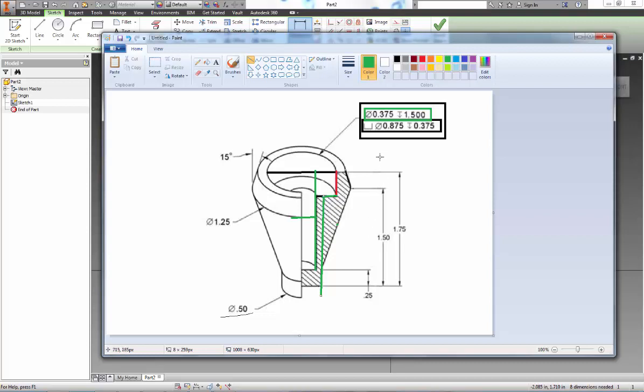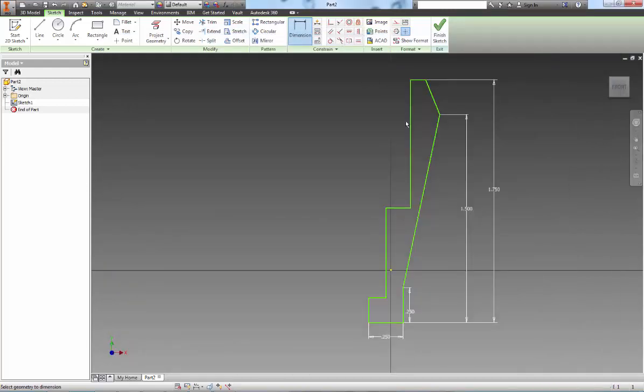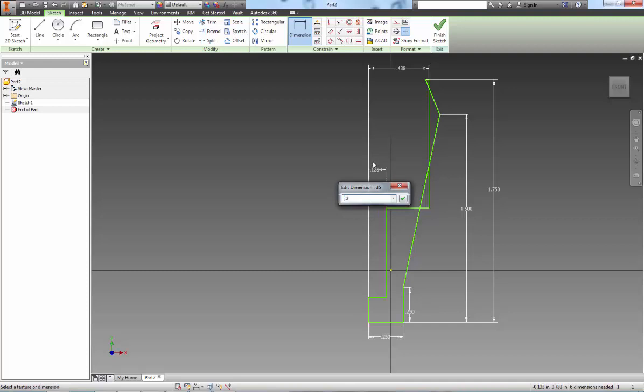It's also important to remember that these are diameters, so since we're only working with half the part, these numbers have to be halved. So for the first one, I'm going to dimension it from there to here, and this is going to be 0.875 divided by 2. It looks a little off, but we're just going to go with it for now. We're going to do there to there. This is going to be 0.375 divided by 2.